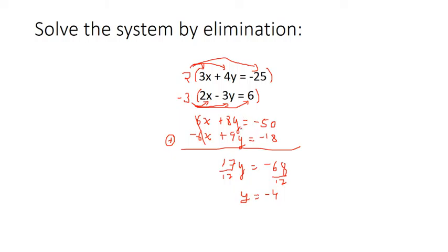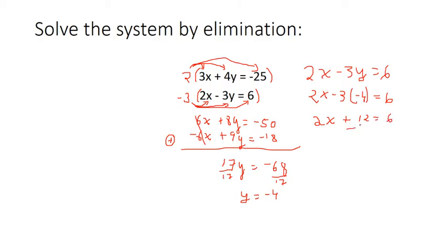Now I need to go back and find the value of x. So I'm going to pick, it doesn't matter which equation you pick, I'll pick the second equation. So I have 2x minus 3y is equal to 6. I'm going to substitute. So I got 2x minus 3 times negative 4. I'm going to substitute negative 4 for y is equal to 6. 2x plus 12 is equal to 6.